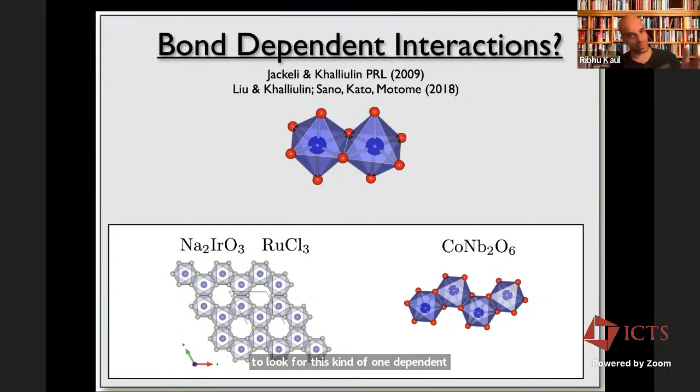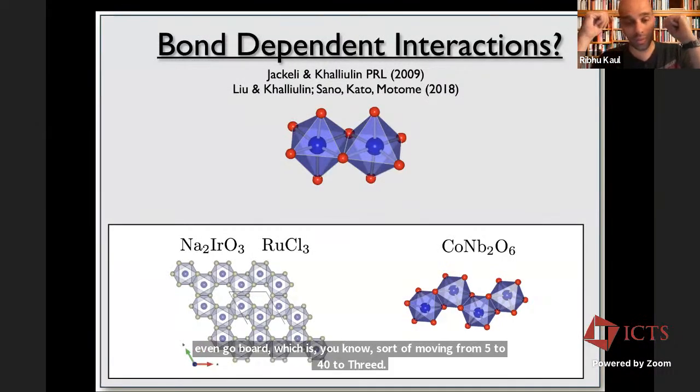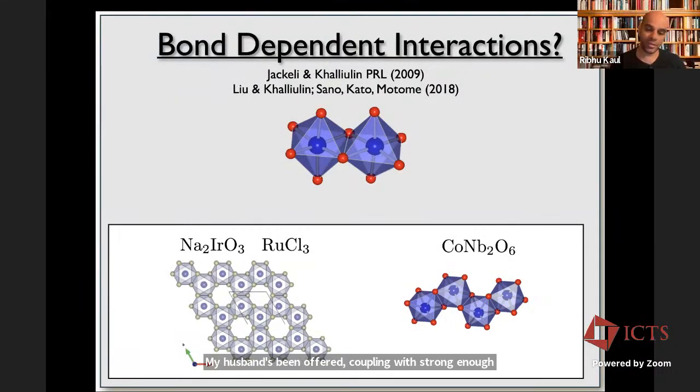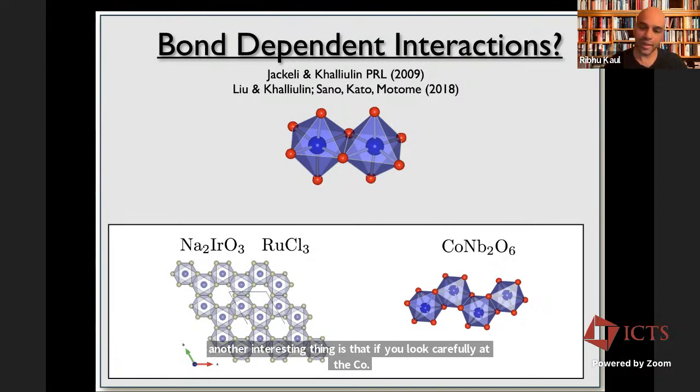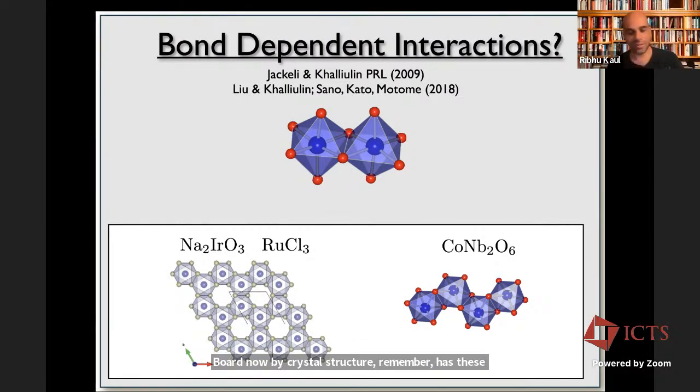And then, as you all know, it became a big thing in ruthenium compounds. And then in this recent 2018 work, it was emphasized that even cobalt, so we're moving from 5d to 4d to 3d, might have spin-orbit coupling that's strong enough that this could be an important effect. Another interesting thing is that if you look carefully at the cobalt niobate crystal structure, remember it has these chains, but these chains are not linear. They actually turn out to be zigzag. And if you look at the zigzag chain, it's exactly a one-dimensional section of the ruthenium chloride crystal structure. It consists of edge-sharing octahedra.